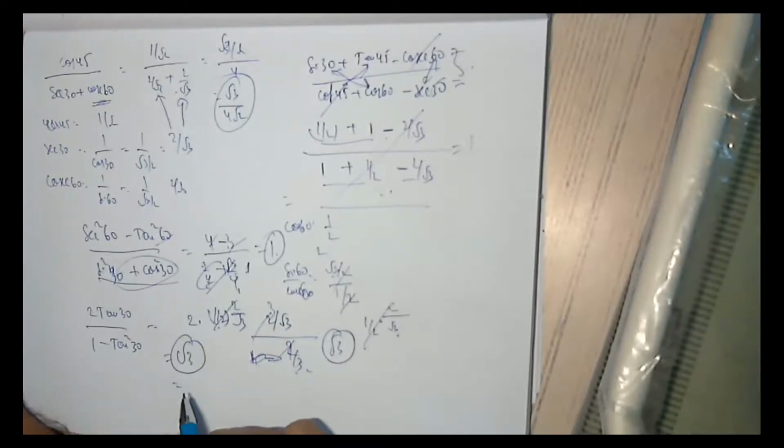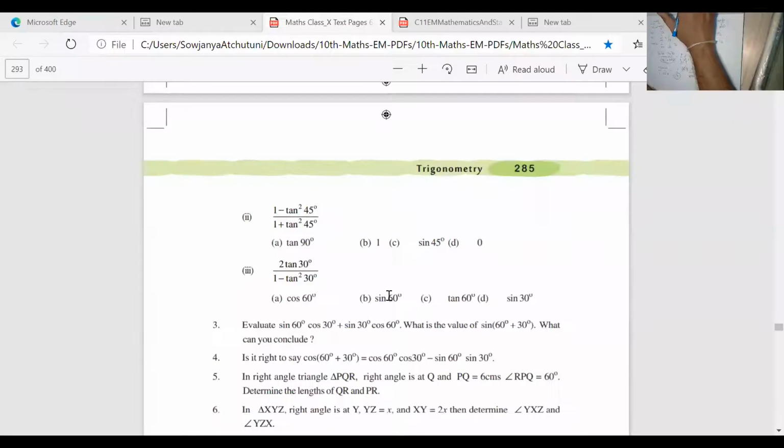Root 3 means what? Let us see, out of the options, what is root 3? Out of the options, we have tan 60. Tan 60 is root 3. What is tan 60? Sin 60 divided by cos 60. So root 3. So the answer is C here, tan 60.